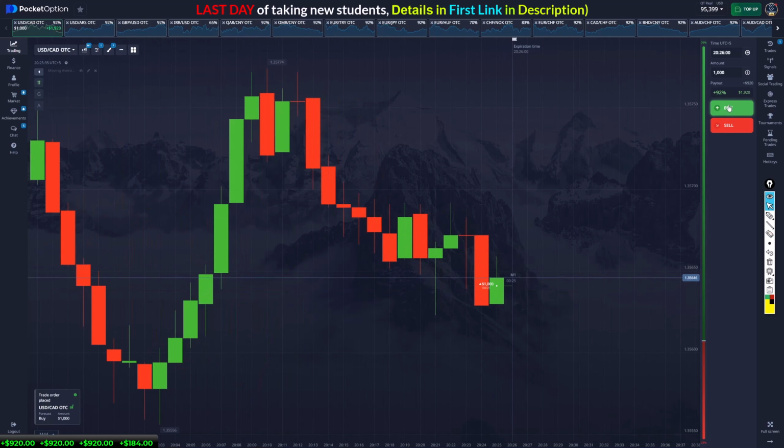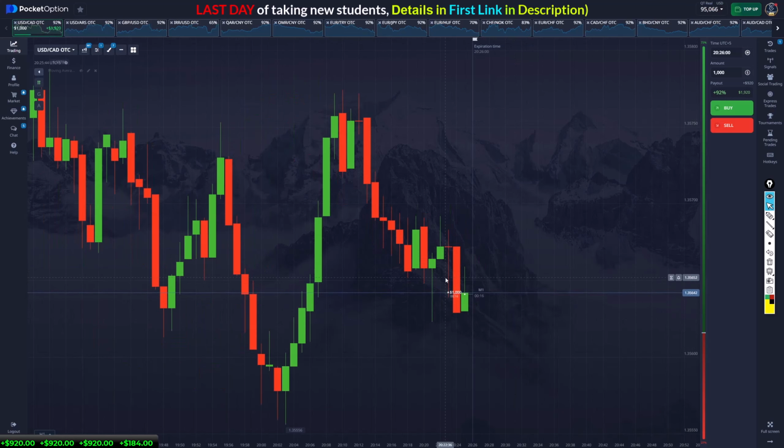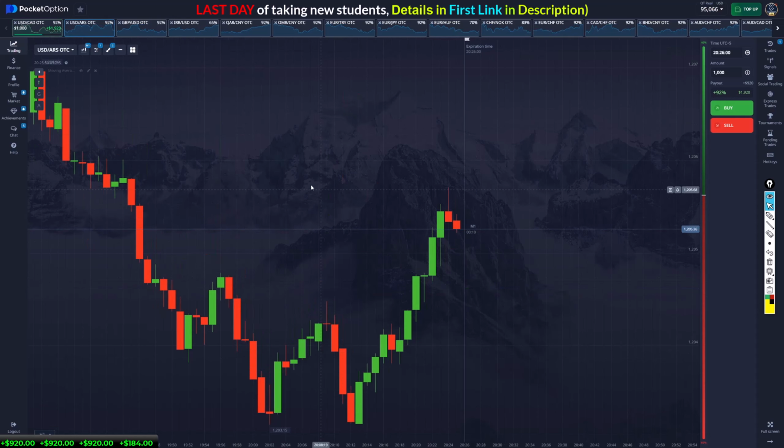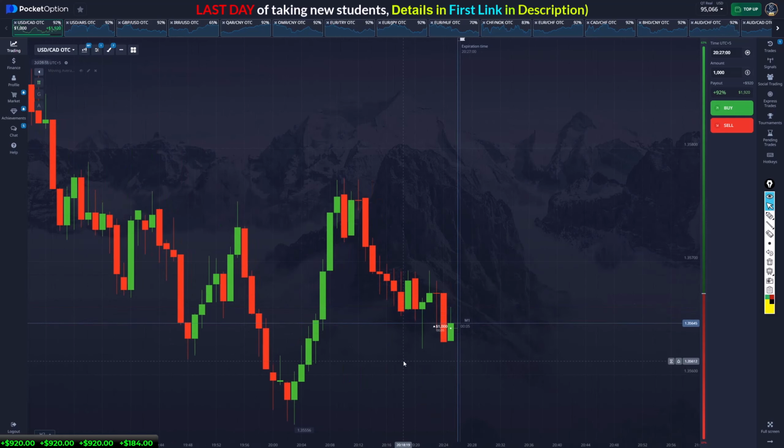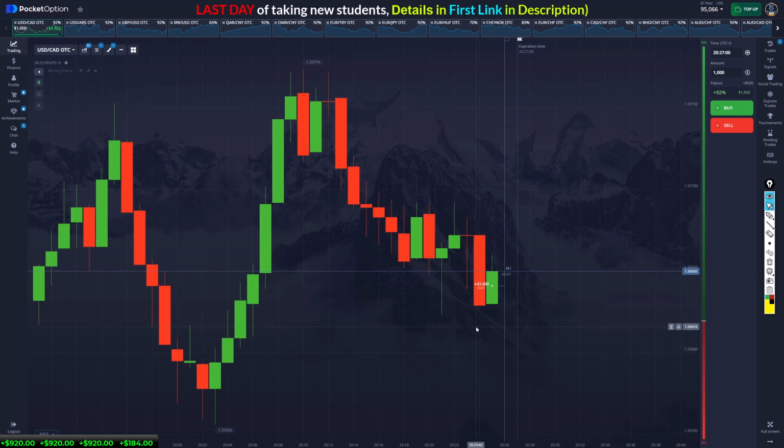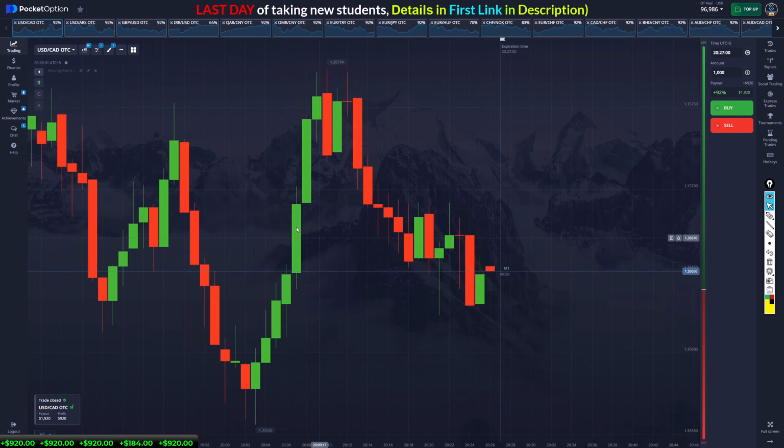Okay, let me just take one entry right here. I know that's a bad entry, but I just like to take this trade. In case we lose it, I will have to take a break and then I'll be back for better setups because the market is empty right now. There's no good setup. All right. That was good.